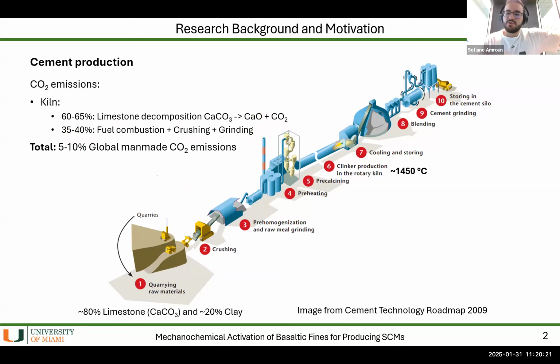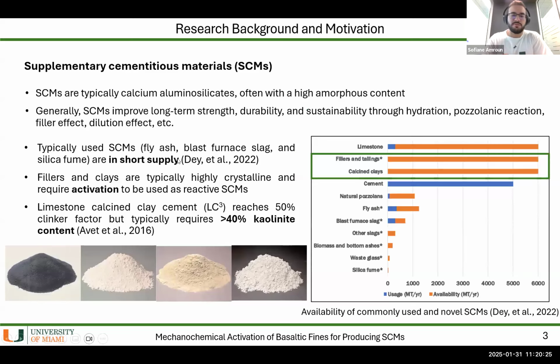One solution to this is to replace cement partially with other materials that we call supplementary cementitious materials, which are typically aluminosilicates, often with a high amorphous content. Amorphous meaning that the atoms are not structured well, which is the opposite of crystalline structure. So these SCMs generally improve long-term strength, durability, sustainability through different ways.